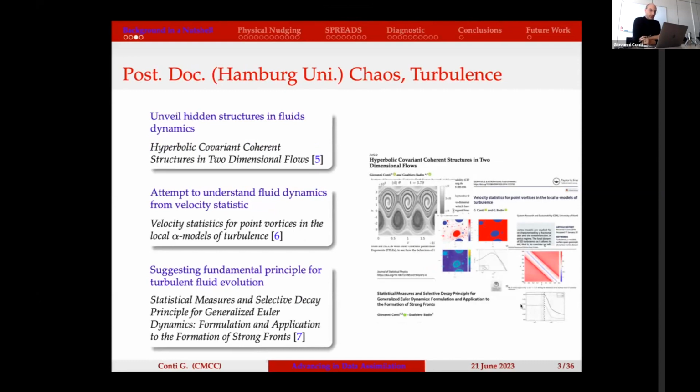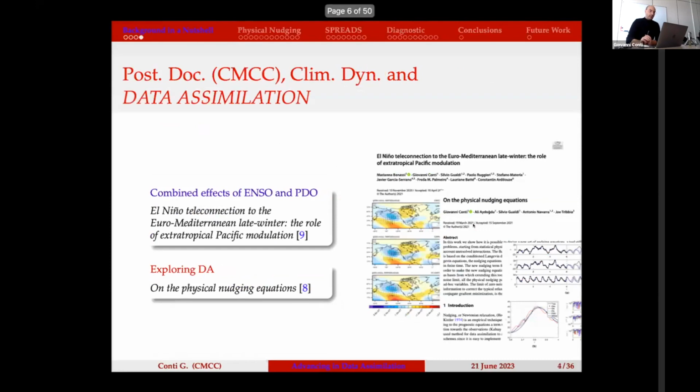and then moved on to turbulence in geophysics, starting, for example, to understand the dynamics from the velocity statistics, and introducing a statistical measure and selective decay principle for generalized Euler dynamics. And finally, I came back here in Bologna, and thanks to Silvio Gualdi and Benassi, Mariana, started to work again on ENSO and its modulation by PDO.